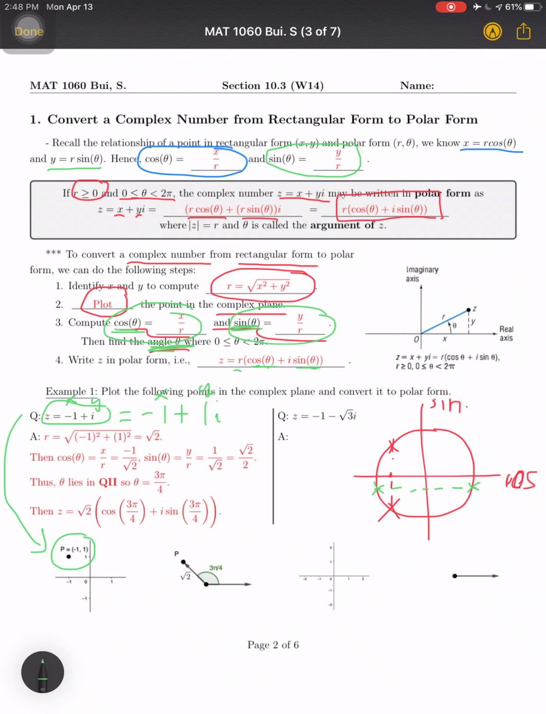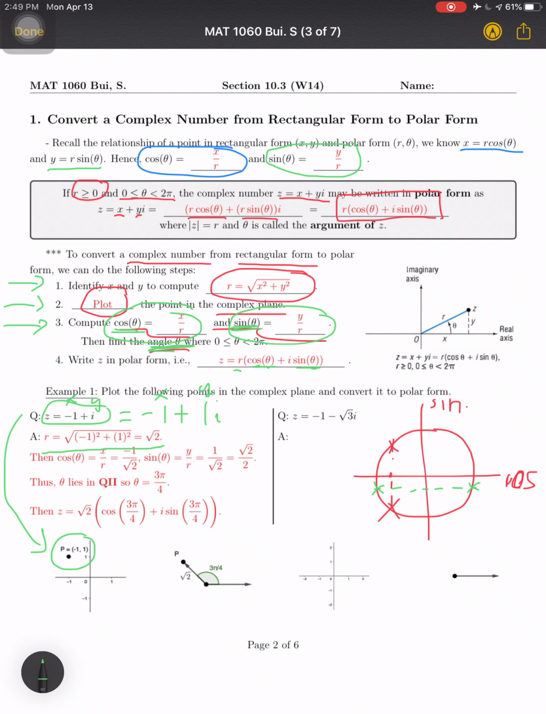Okay, because I know the x and y values already, I'm going to get my r. I use the first step in here to get the formula for computing r, and r equals the square root of x squared plus y squared. That's why I had -1 squared plus 1 squared equals 2, and then I take the square root of it at the end. The second step is that I plotted the point already. And then the third step, I'm going to get my cosine value and sine value.